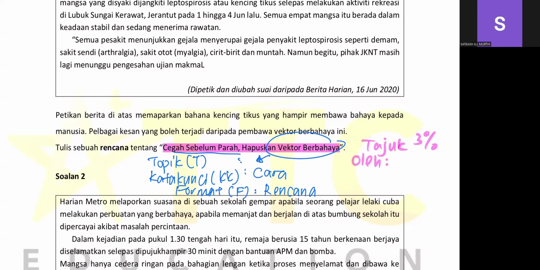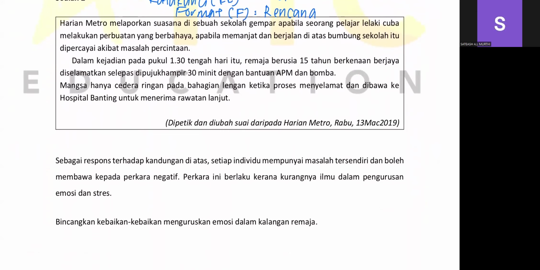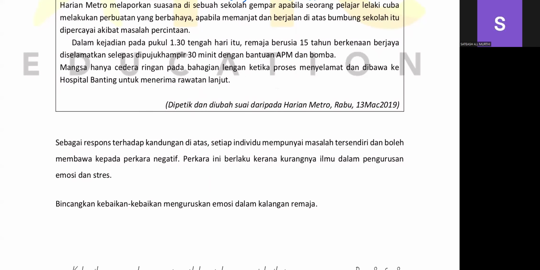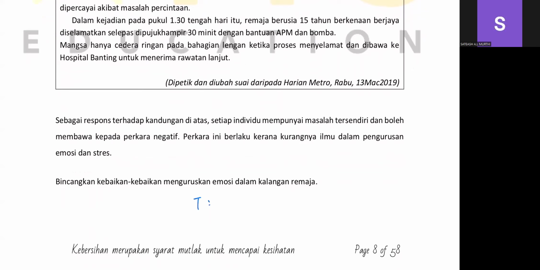Okay, now let's go for soalan dua. Sebagai respon terhadap kandungan di atas, setiap individu mempunyai masalah tersendiri. Everyone has their own problems dan boleh membawa kepada perkara negatif. Can bring negative things. Perkara ini berlaku kerana kurangnya ilmu, lack of knowledge dalam pengurusan emosi dan stress. Lack of knowledge to manage their emotions and stress. Okay, bincangkan kebaikan-kebaikan menguruskan emosi dalam kalangan remaja.